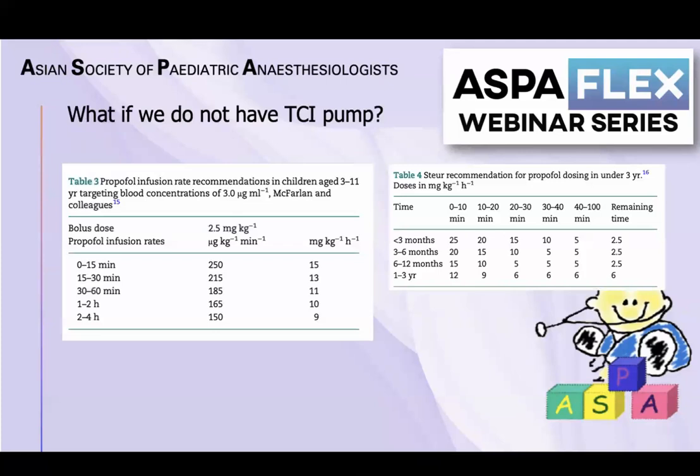So what if we do not have a TCI pump? In fact, it is still possible to give TIVA manually. This is a recommendation by the McFarlane and also the Stewart group. So we can see that from McFarlane's recommendation for children aged 3 to 11 years old, we can start off with 15 mg per kilo per hour and maintain that for 15 minutes. And for the next 15 minutes, we will decrease the rate to 13 mg per kilo per hour and so on. That way, we can still give TIVA.